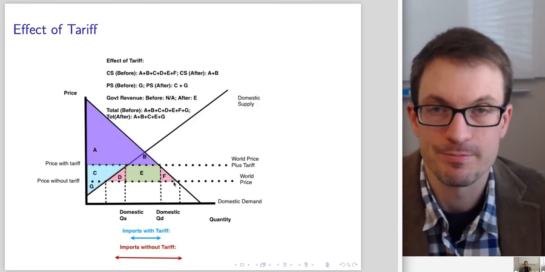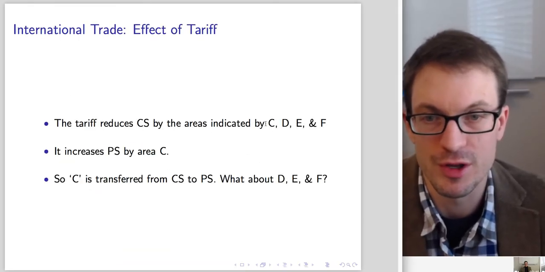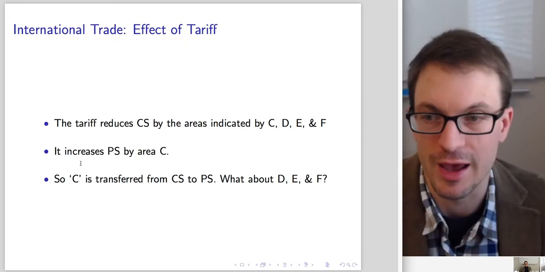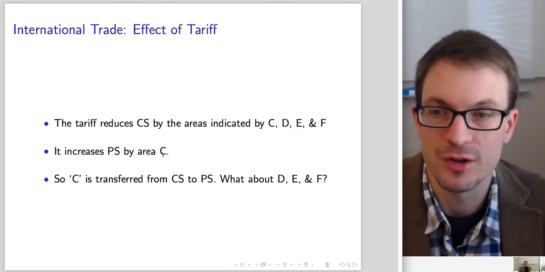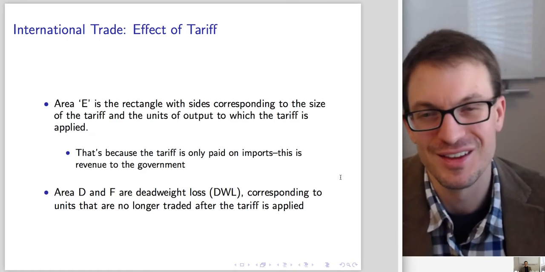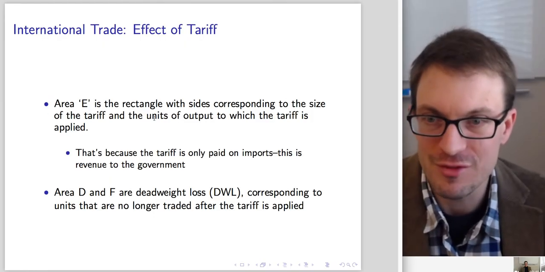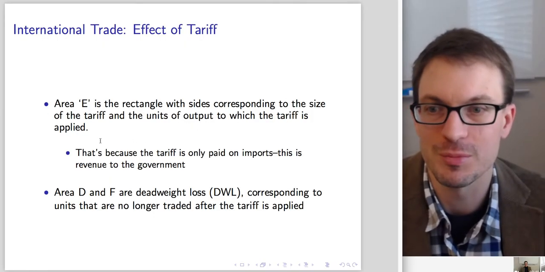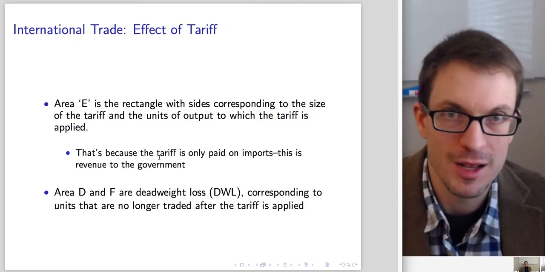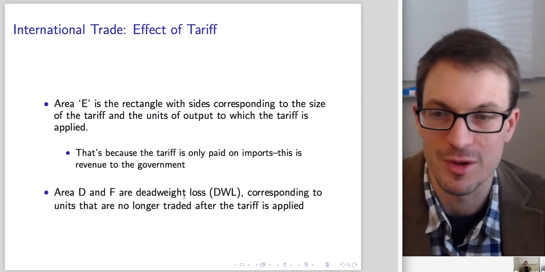free trade. So, all right, the tariff reduces consumer surplus by the areas indicated, C, D, E, and F. Producer surplus area increases by area C. So C is transferred from consumers to producers. What about area D, E, and F? Well, E is the rectangle with sides corresponding to the size of the tariff and the units of output to which the tariff is applied, because the tariff is only paid on imports. Remember, tariff is a tax on imports, and this is revenue to the government.